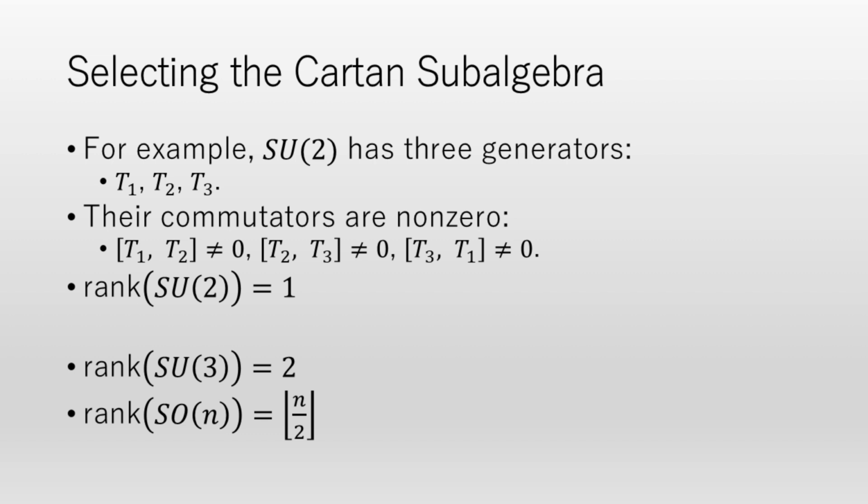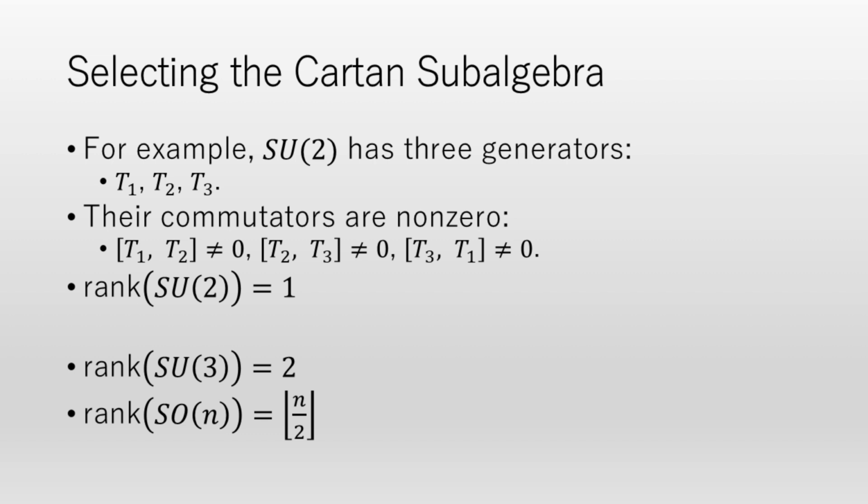SU(2) has three generators, T1, T2, and T3. Their commutators are non-zero, so no two independent generators commute. The largest commuting set therefore contains only one generator, meaning the rank of SU(2) is 1. The algebra SU(3) contains 8 generators. Among them, exactly two independent generators can be chosen to commute with one another. Therefore, the rank of SU(3) is 2.